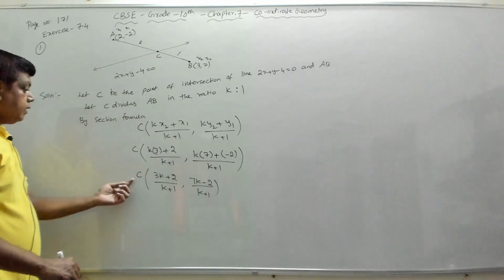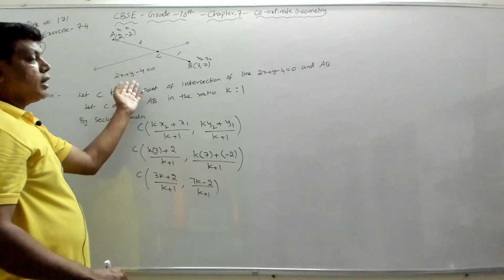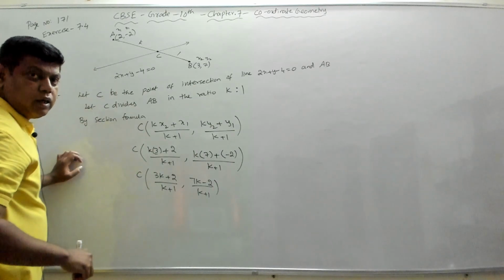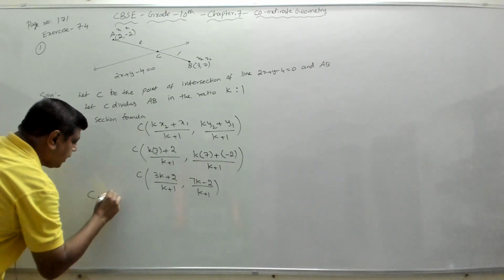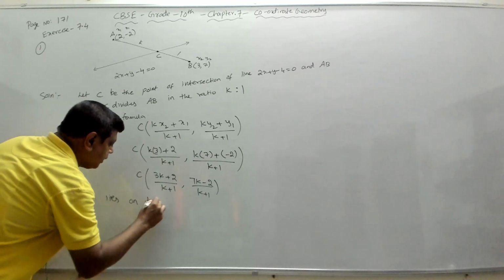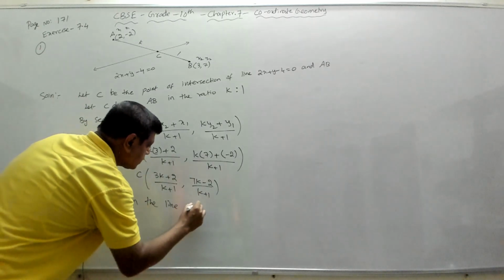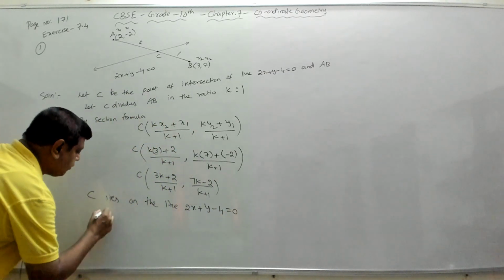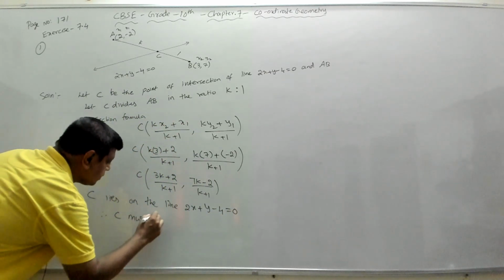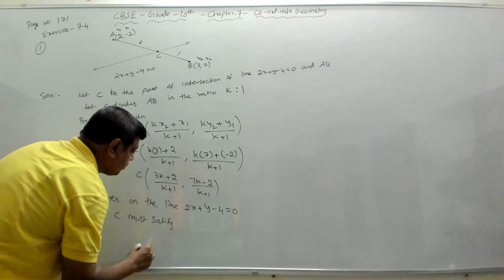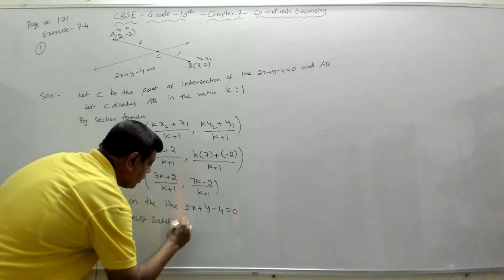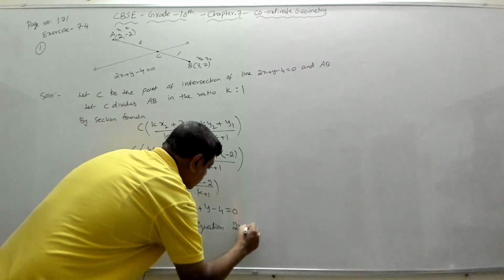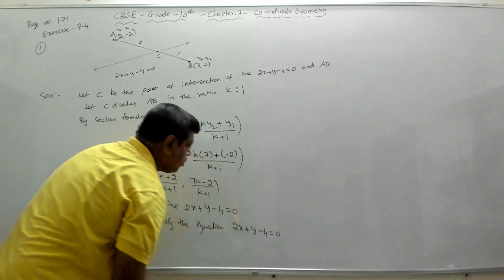But this point C lies on the given line. Which means this point must satisfy the equation of the line. So C lies on the line 2x plus y minus 4 equal to 0. Therefore, C must satisfy the equation 2x plus y minus 4 equal to 0.